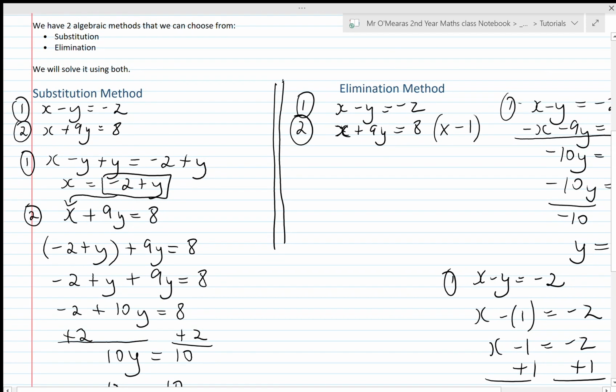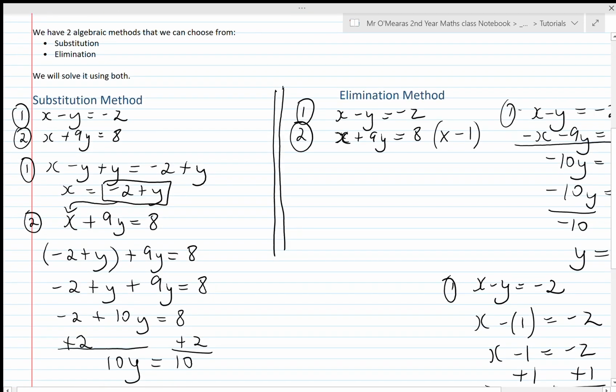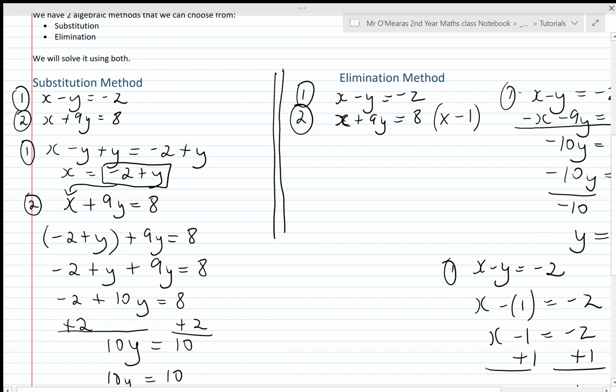So you have the substitution method, which we did first, and we have the elimination method, which we did second. Both end up getting the same answer. Both are perfectly valid. And again, we'll talk at a later date as to when you use which one and why. Okay.